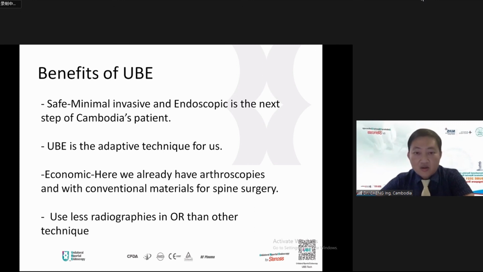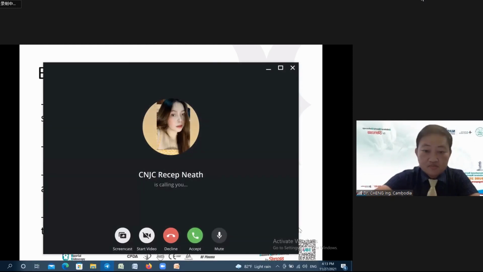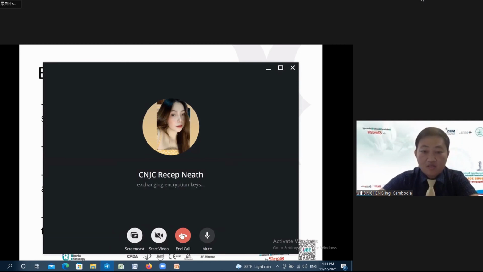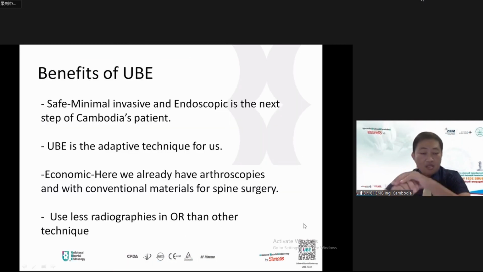Also, around my country, like Thailand and Vietnam, they already have endoscopic spine surgery. UBE is an adaptive technique for us. Right now we have arthroscopy and conventional material. And UBE uses less radiography in the OR than other techniques.